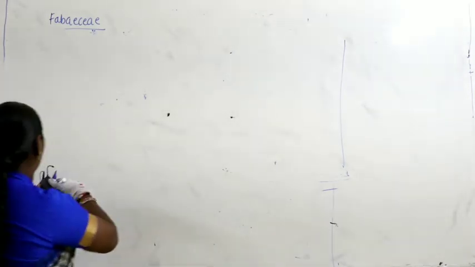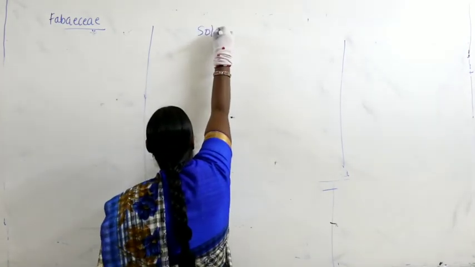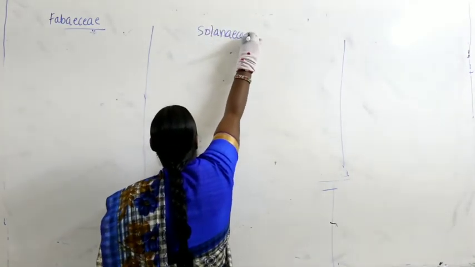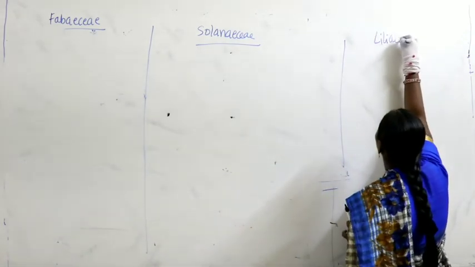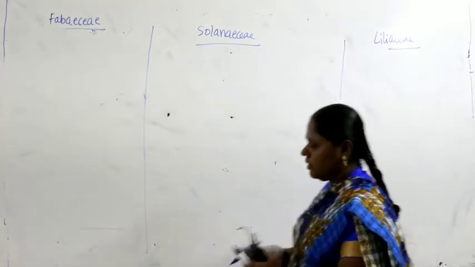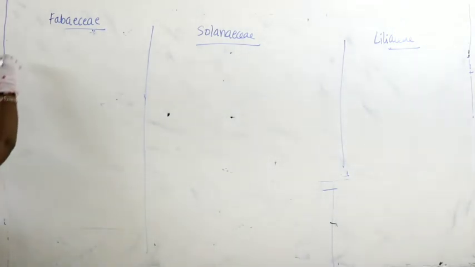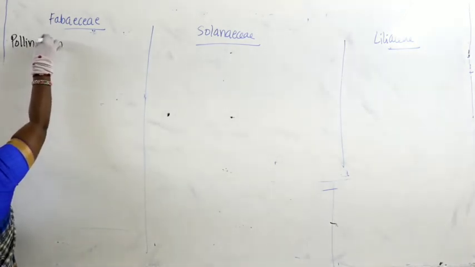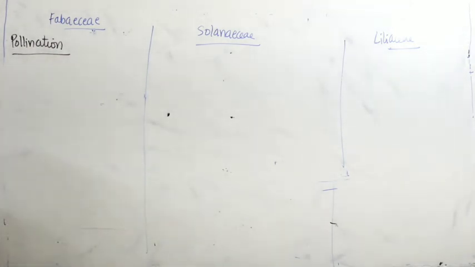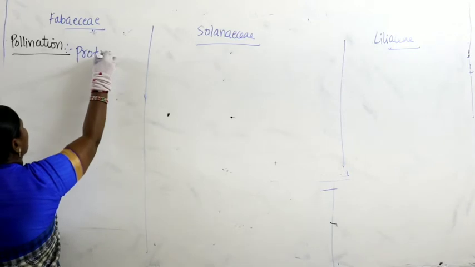So let us continue further here. The Fabaceae and Solanaceae as well as for Liliaceae. Now, if you take the Fabaceae condition, let us continue with pollination. If you take the pollination here, generally the flower is said to be protandrous.